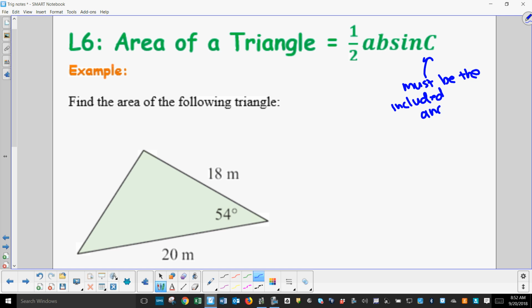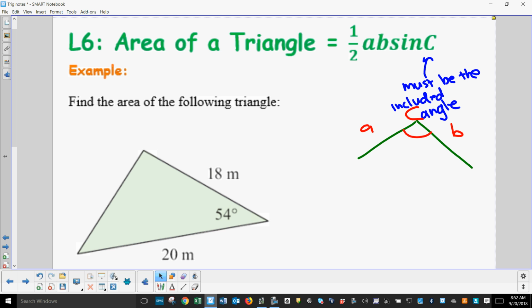The included angle, e.g., you have your A, B, and the C has to be that angle. So if we give you a different angle, you would have to somehow calculate that angle instead. So maybe if we gave you these two angles, this one and this one, then you could just do 180 minus those two to get the included angle.